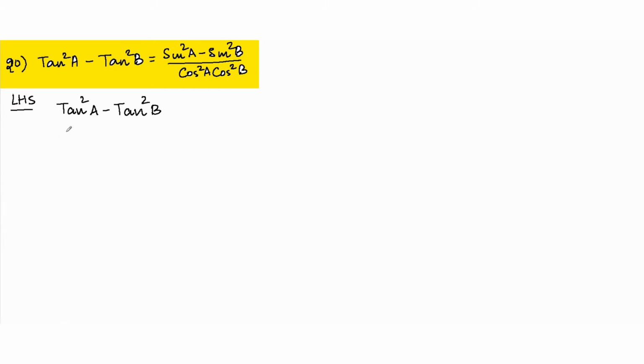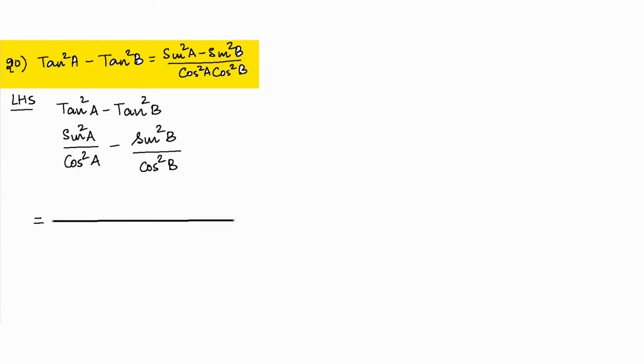So tan square A becomes sine square A by cos square A, and tan square B becomes sine square B by cos square B. And when I take the LCM, it becomes cos square A cos square B, and the numerator is sine square A cos square B minus sine square B cos square A. So this is what I get after finding the LCM.